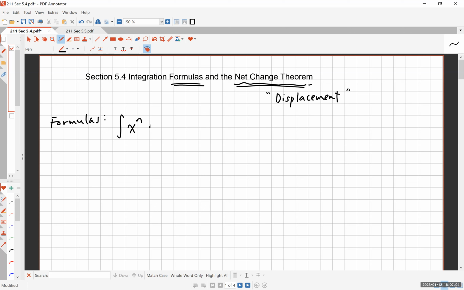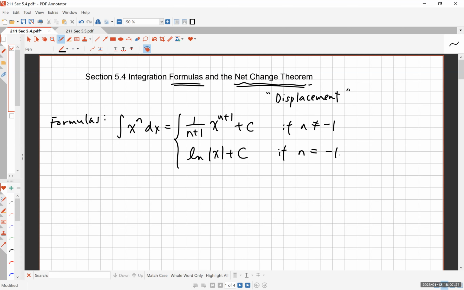All right, so we have talked about this before. This is x to the n, and the integral is 1 over n plus 1 times x to the n plus 1. Remember, you add 1 to the exponent, and the new coefficient will be the reciprocal of that new exponent, plus c if n is not -1, and it is the natural log of the absolute value of x plus c if n is -1. All right, so that's good. And by the way, n is any real number here.